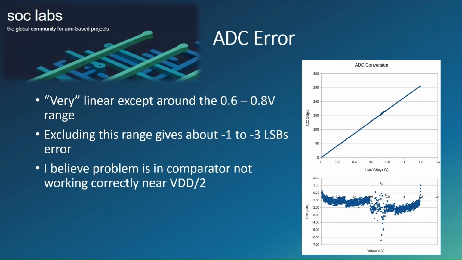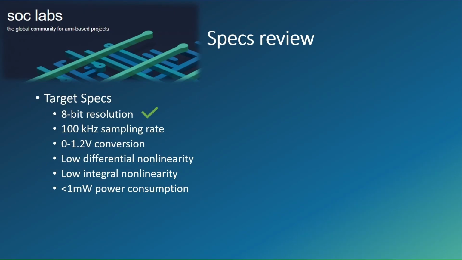We see with this, error-wise, it's quite good. A nice sort of linear following. A bit of an issue around the middle of the graph here, so from 0.6 to 0.8 roughly. So it seems to be where the comparator moves from sort of PMOS to NMOS driving. So it's an issue I think we've identified. I just think we need to fix it.